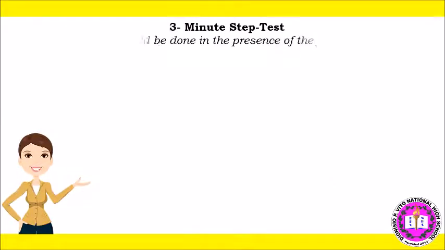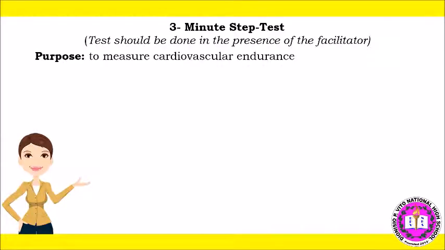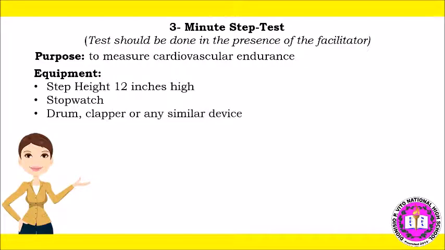The 3-minute step test. Test should be done in the presence of the facilitator. Purpose: to measure cardiovascular endurance. Equipment: step height 12 inches high, stopwatch, drum, clapper, or any similar device.